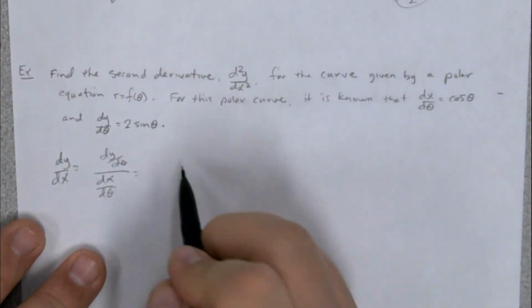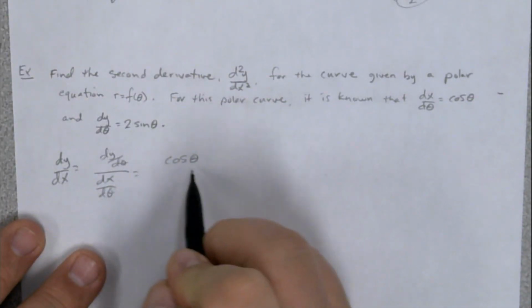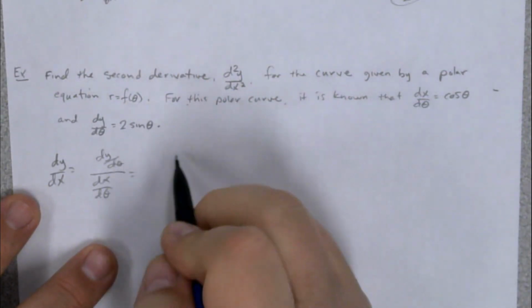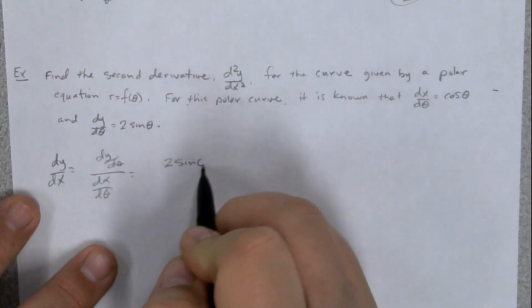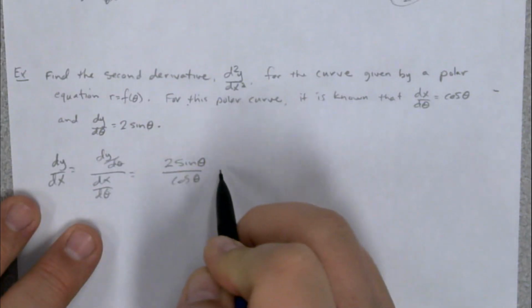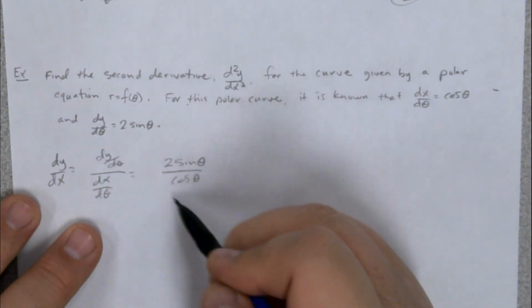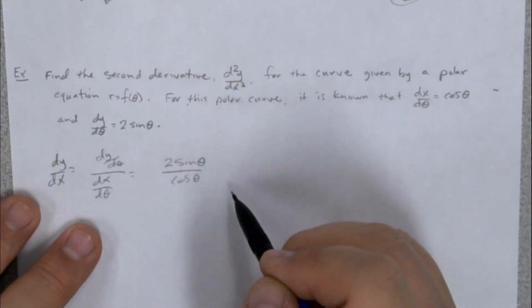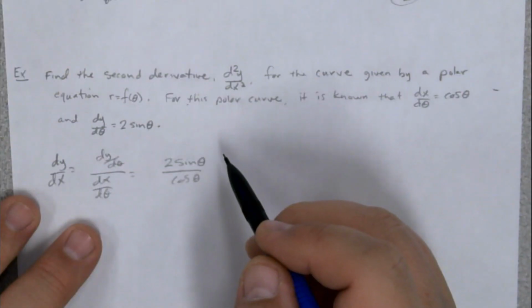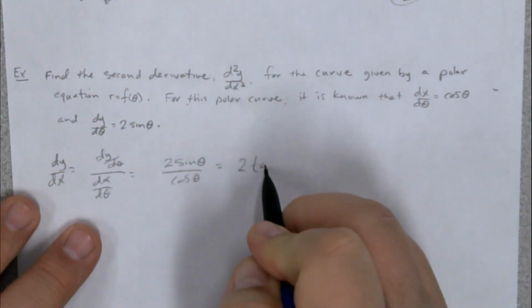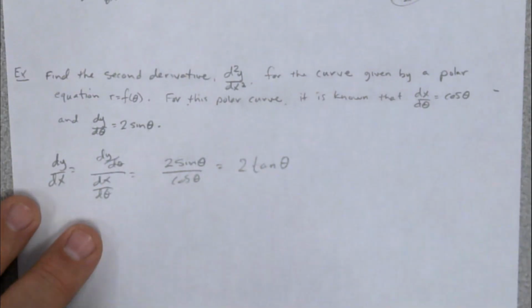Well, luckily for us, they gave it to us. dy/d theta is 2 times the sine of theta. dx/d theta is the cosine of theta. And at this point right here, you should look for identities that will help you simplify this if possible, because you're going to continue with it. So this right here, sine over cosine, is the tangent. So this is 2 times the tangent of theta. Much easier to deal with. If it's possible, you should do so.